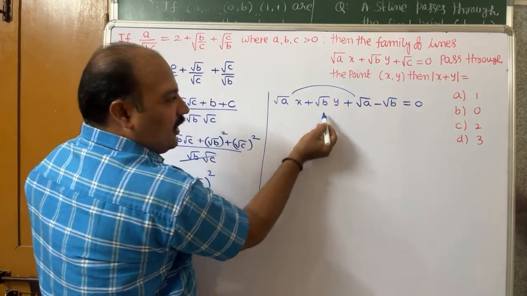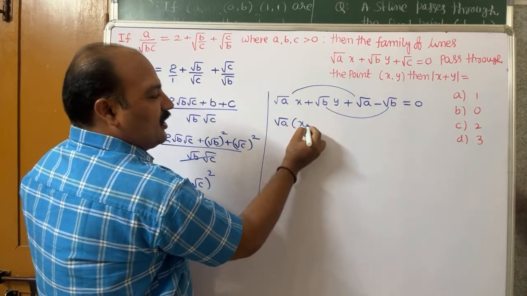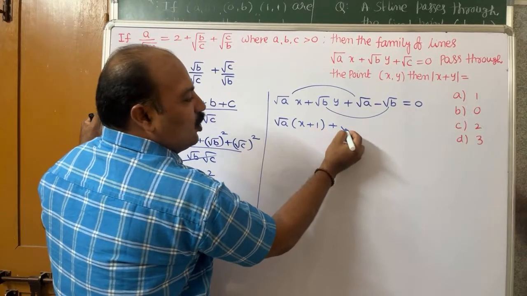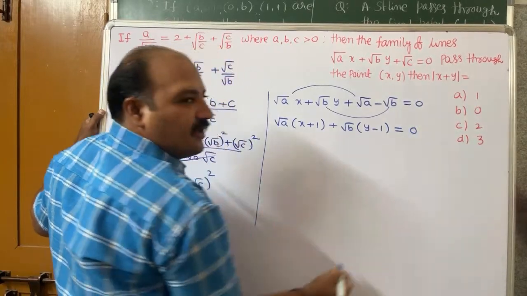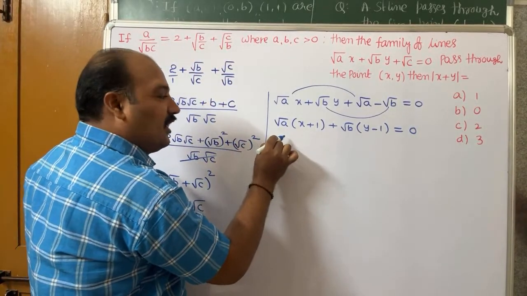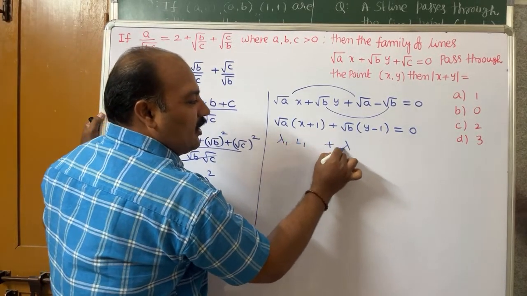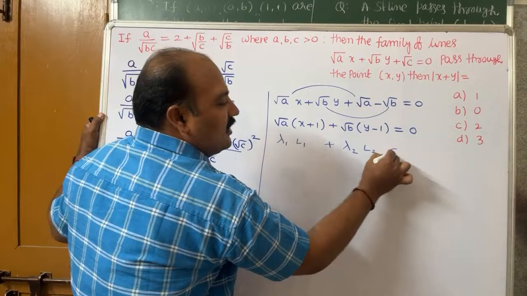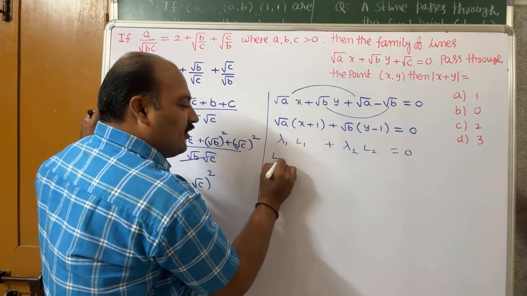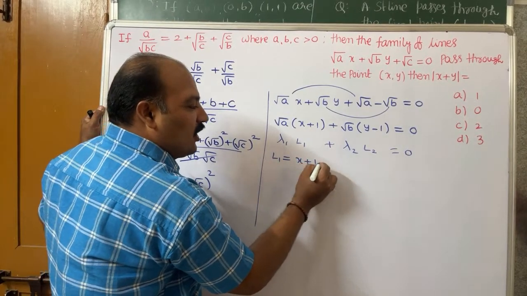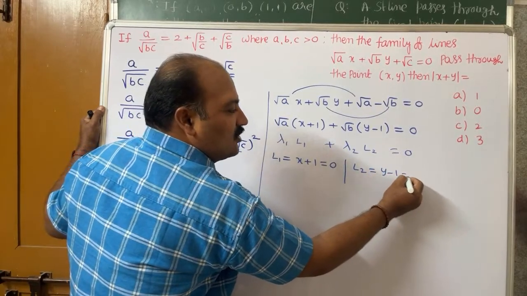From these two terms take root a common, from these two take root b common. So root a into (x plus 1) plus root b into (y minus 1) is equal to 0. It is in the form of the family of straight lines lambda 1 into L1 plus lambda 2 into L2 is equal to 0. How to get the point of intersection? Find the lines: L1 is x plus 1 equal to 0, and the second line L2 is y minus 1 equal to 0.